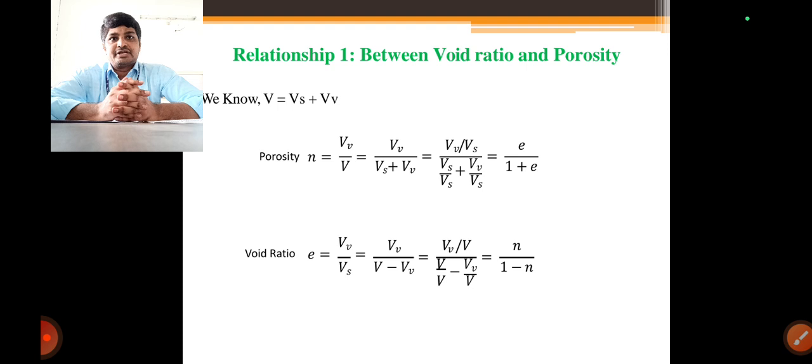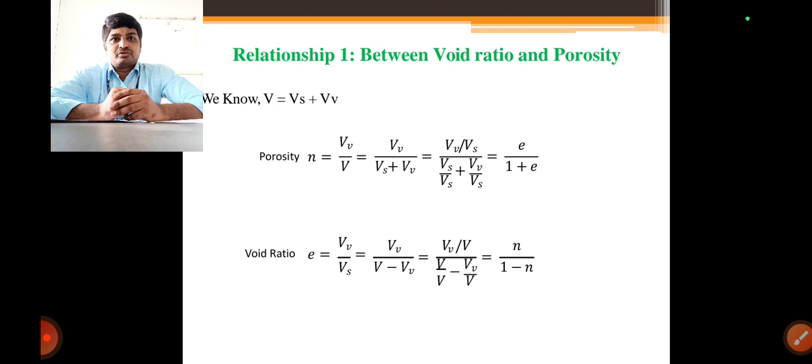Coming to the first relationship between void ratio and porosity, void ratio e is equal to volume of voids divided by volume of solids, whereas porosity n is equal to volume of voids divided by total volume. As we know, the total volume V is equal to volume of solids plus volume of voids. Volume of voids contains volume of air voids and volume of water. Both combine to make the volume of voids, which we can see in the three-phase diagram. So when we express the relation between these two, we take porosity for the derivation.